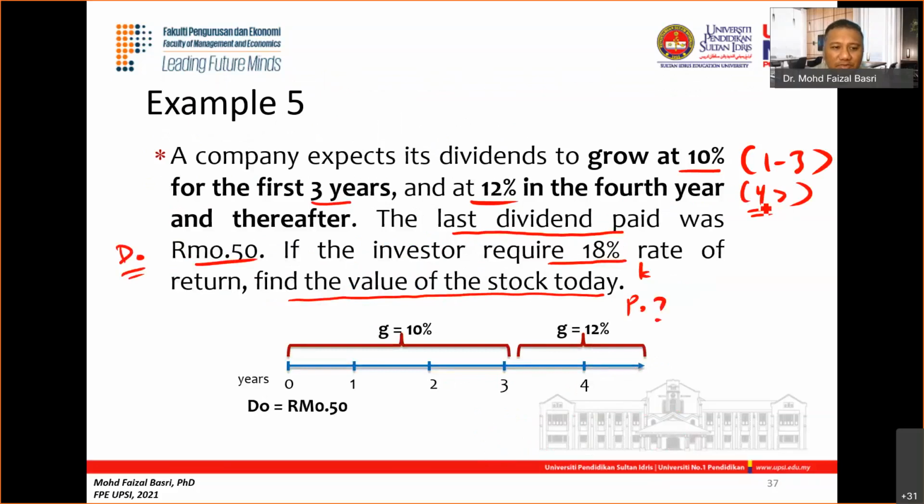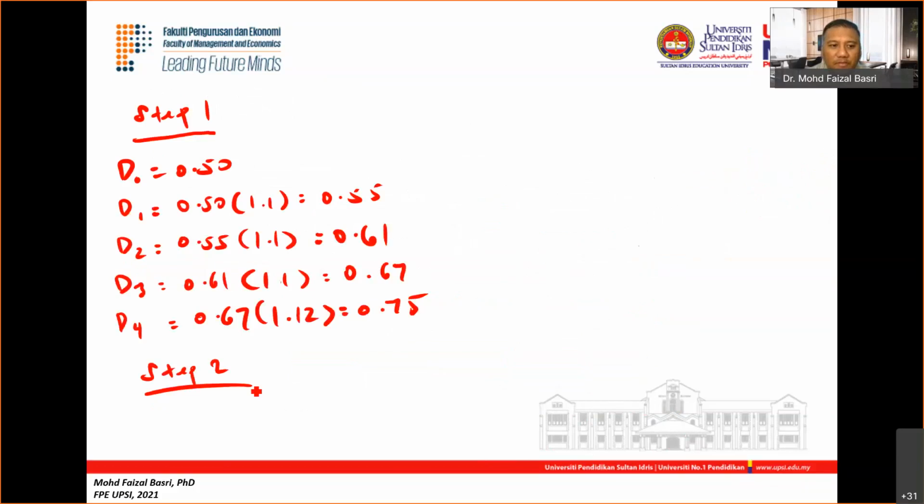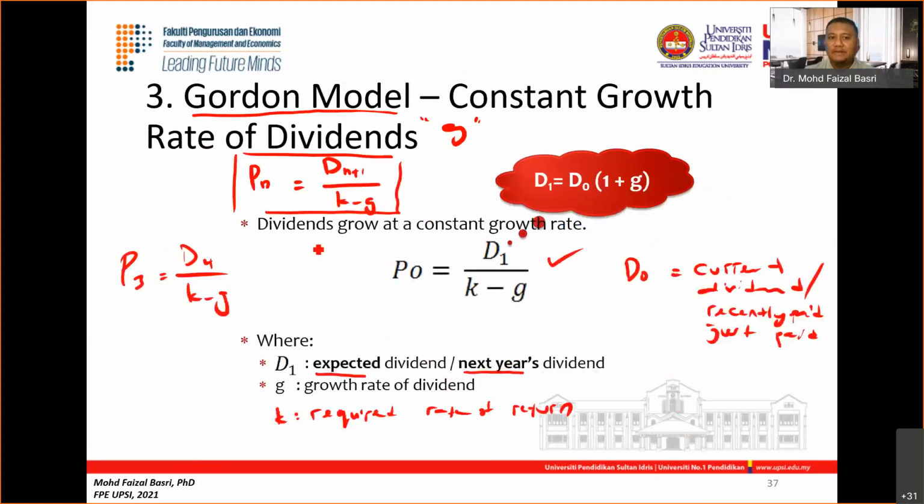So for step number 2, we're going to find the price, okay, which is before year 4. So before year 4 meaning year 3. So we're going to find price for year 3. Okay, price for year 3. So which formula to use for step number 2, price year 3? So to find price year 3, we're going to use this formula, the one yang letak dalam bracket ni tadi. Dalam bracket lah, dalam box. Okay, we're going to use this formula, Pn equals Dn plus 1 divided by k minus g.